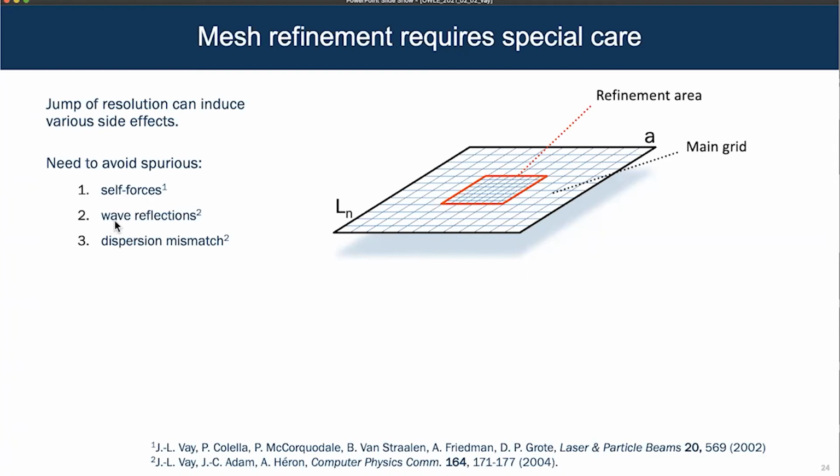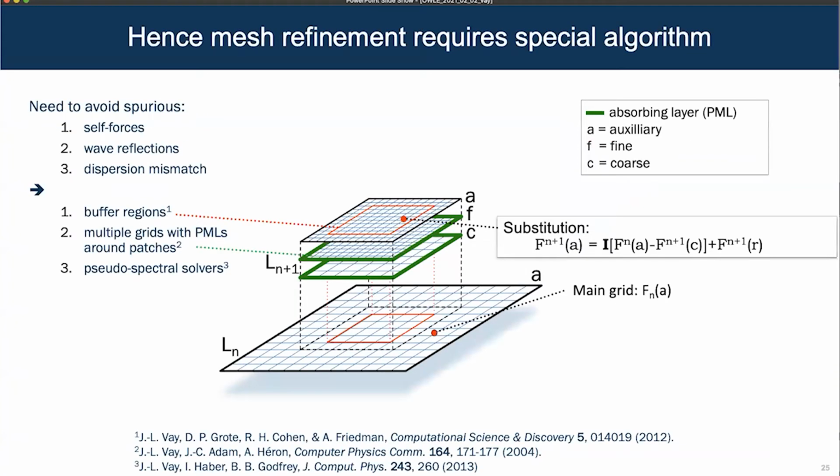You can also have some wave reflections. If you think about it, if you have an electromagnetic wave that is resolved by the fine grid, but not by the coarser grid, then what happens to it at the boundary? If you just try to stitch with some interpolation, it's usually reflected with actually some amplification. It can become very quickly unstable. And you can have some dispersion mismatch. Numerical dispersion can be different between the fine grid and the coarser grid. That leads to potential reflection too.